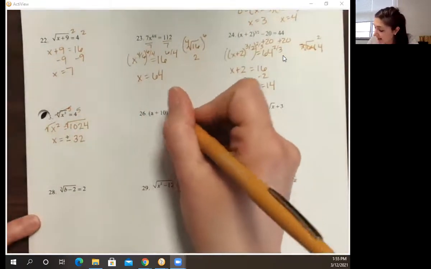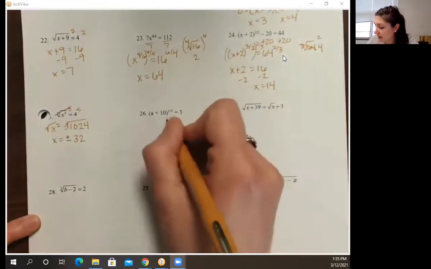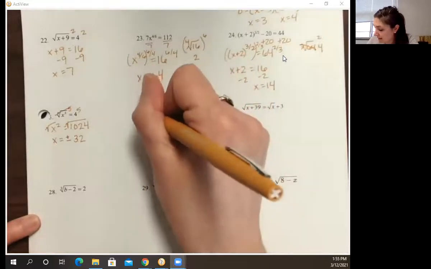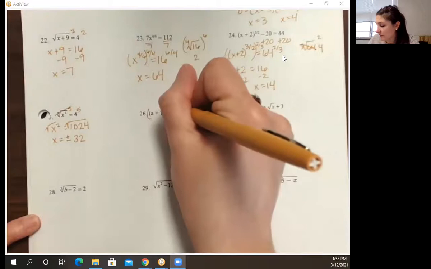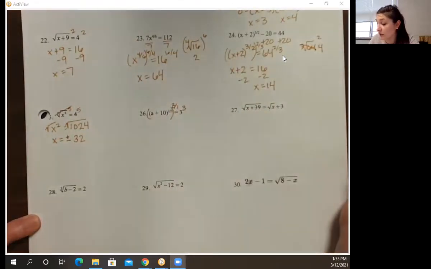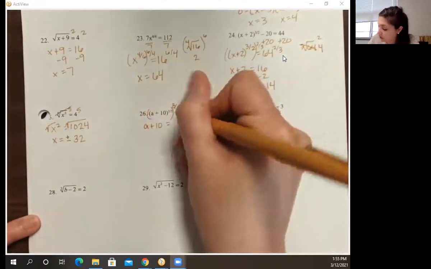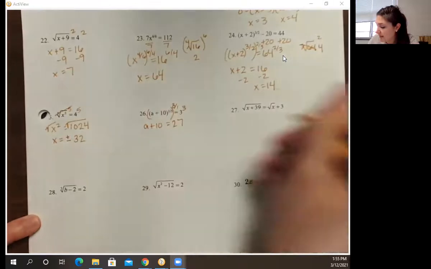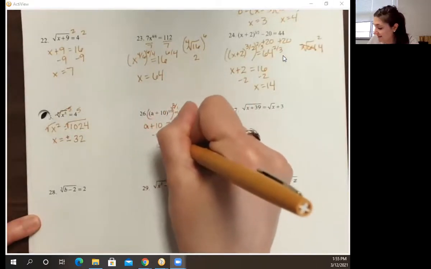Number 26, I've got a + 10 to the 1/3 power. I've got something with an exponent all by itself, so I can go ahead and take that reciprocal exponent. Since this is the 1/3 power, my reciprocal exponent would be 3/1 or just 3. So we're cubing both sides. So I get a + 10 equals 3 cubed, which is 27. And to get a by itself, I'll subtract 10 from both sides, and I get a to be 17.